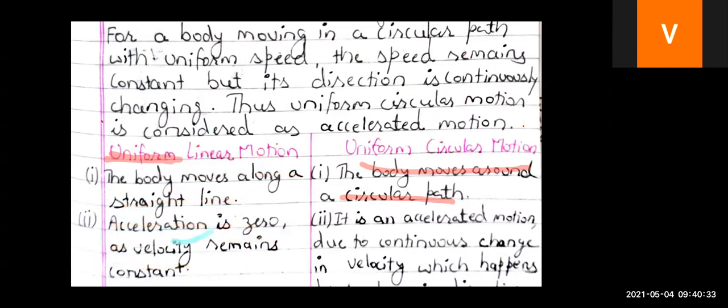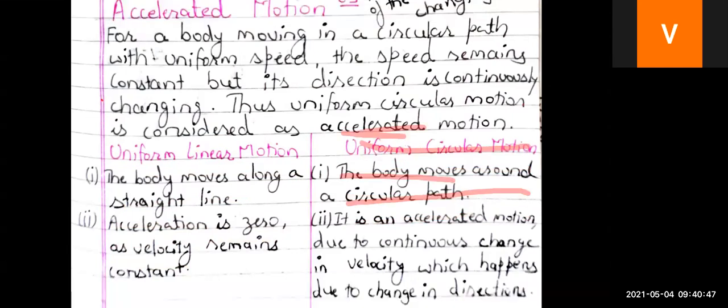Okay, now let's talk about uniform circular motion. This we know is an accelerated motion. Why? We know that it is moving with uniform speed, but its direction is changing continuously. So due to the change in direction, we get change in velocity, and so it is an accelerated motion.